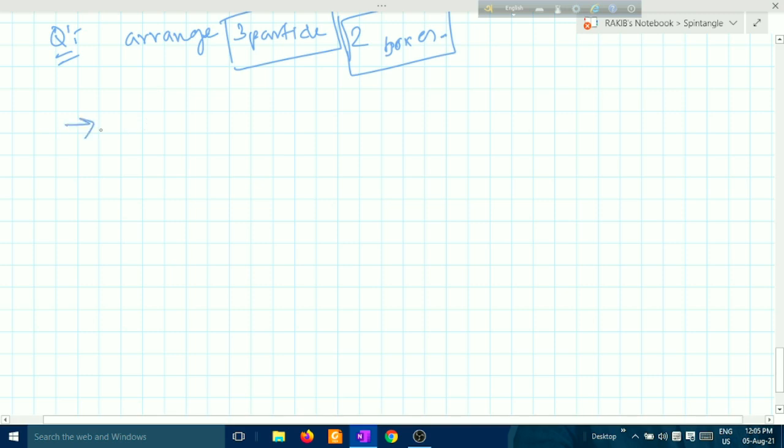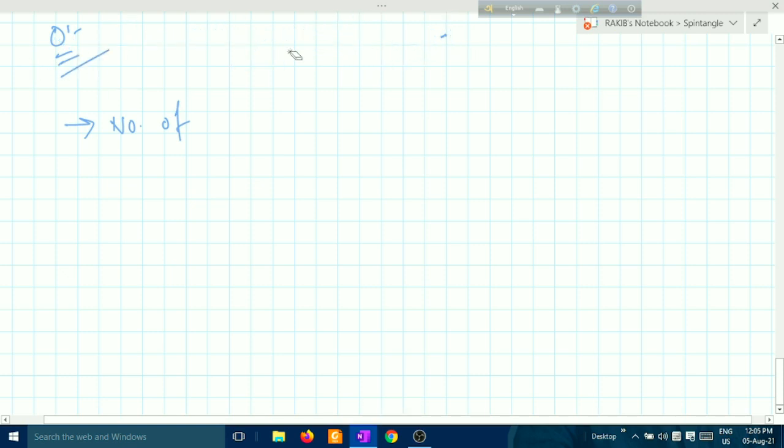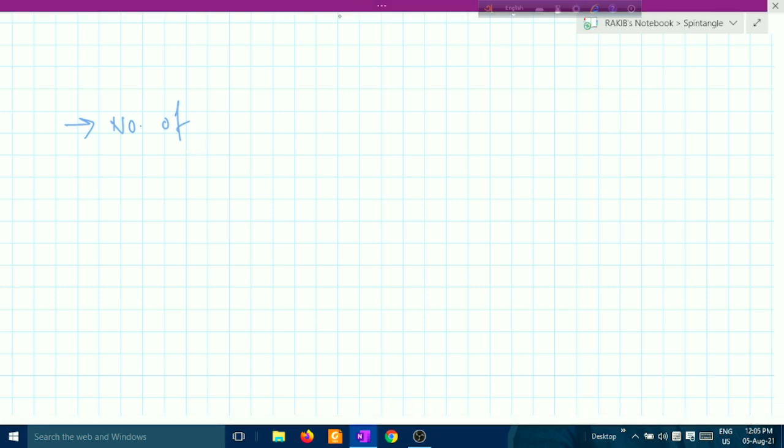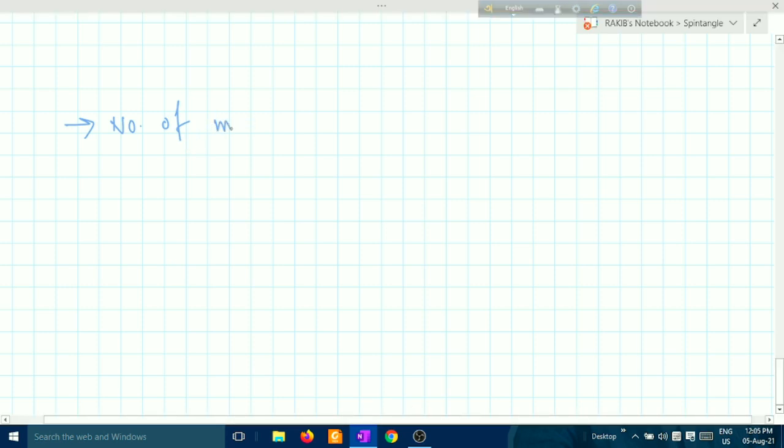Let me remove the question first. For a systematic note, you can write it in your copy. The number of microstates is very large for a system.